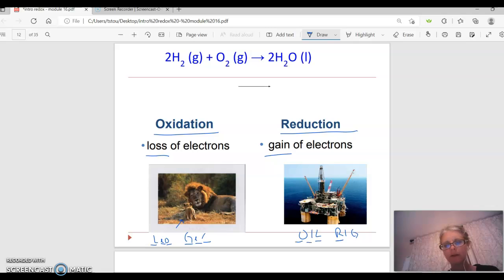Oxidized is lose, reduction is gain. I would use one of those. I still use Leo goes grr in my head. I think it all the time. I think your textbook does talk about these too. So hopefully one of those will work for you to help you remember who's oxidized and who's reduced.